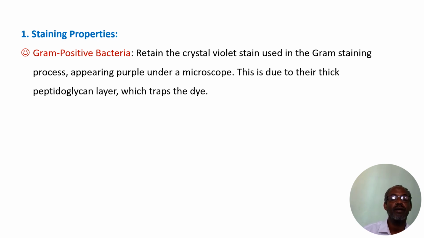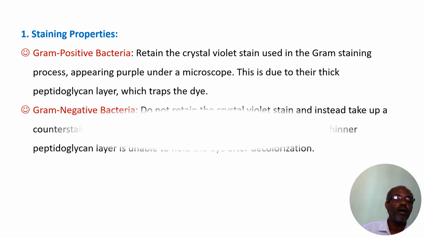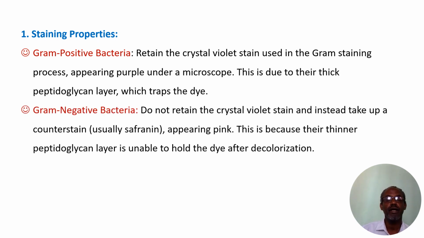Gram-positive bacteria retain the crystal violet stain used in the gram staining process, appearing purple under a microscope. This is due to their thick peptidoglycan layer, which traps the dye. Gram-negative bacteria do not retain the crystal violet stain and instead take up a counter stain. The counter stain is usually safranin, appearing pink. This is because their thinner peptidoglycan layer is unable to hold the dye after decolorization.